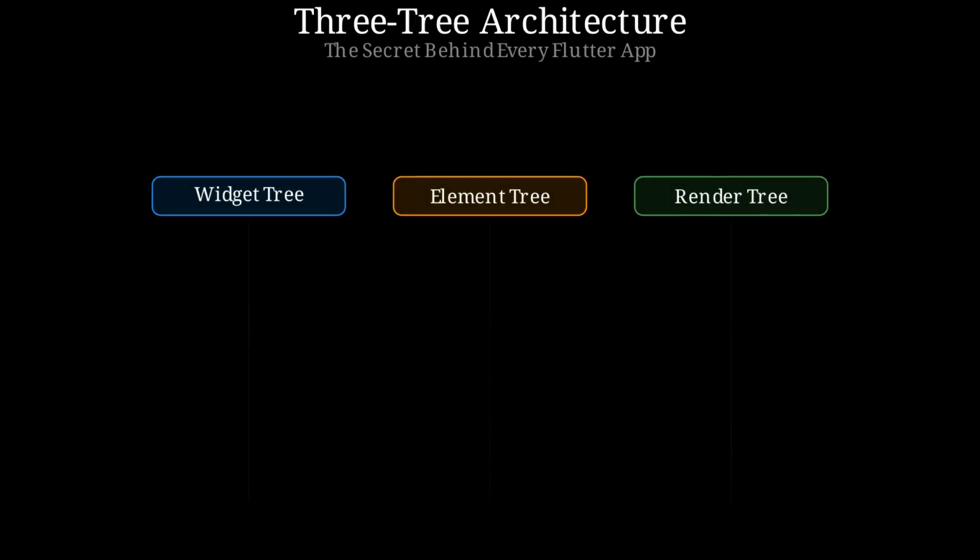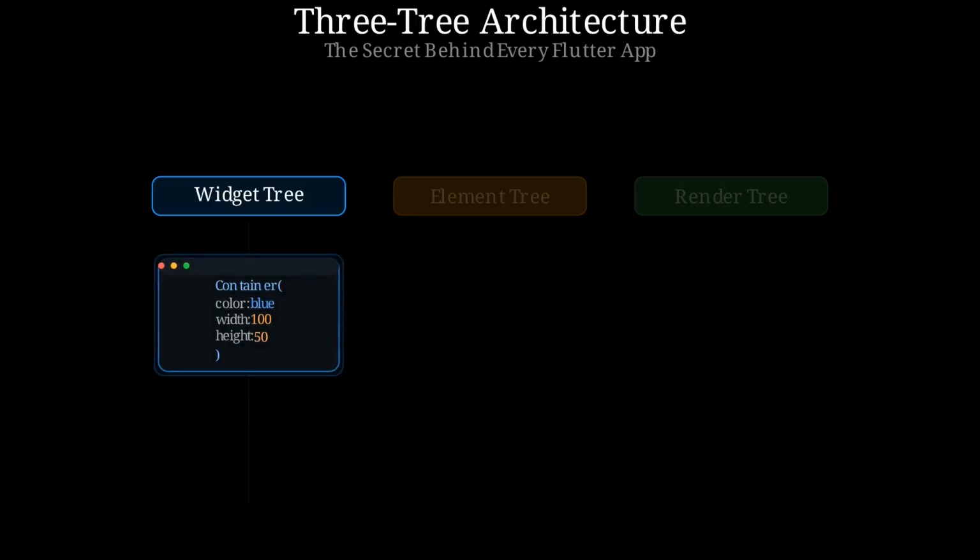When you write Flutter code, you're actually working with three separate trees that all work together. The first tree is the widget tree. This is what you write, your code. Widgets are just configuration objects. They're blueprints. They describe what you want. A container widget says, I want a box with this color and this size. That's it. Widgets are immutable and cheap to create.